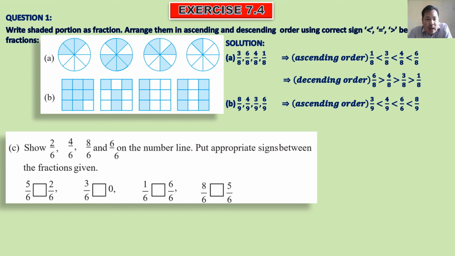In the question number C, we are going to show in the number line, and then we have to put the appropriate sign in the box. Okay, so let us see how we can do this.